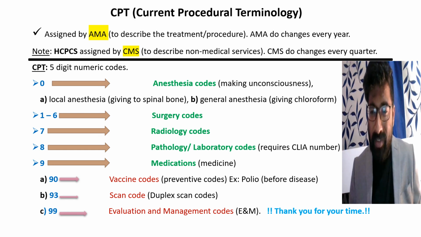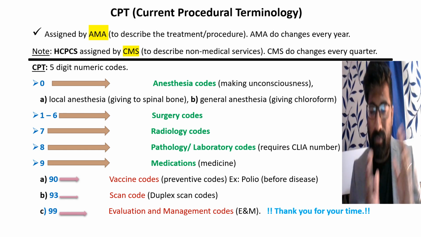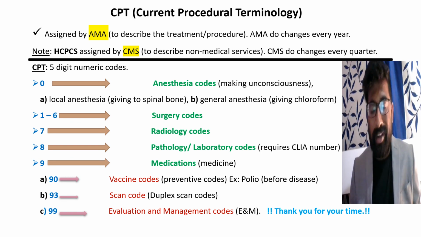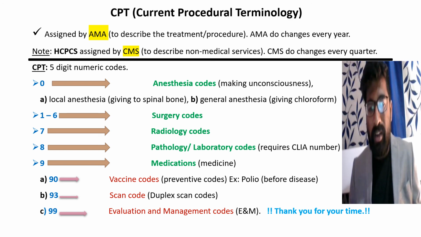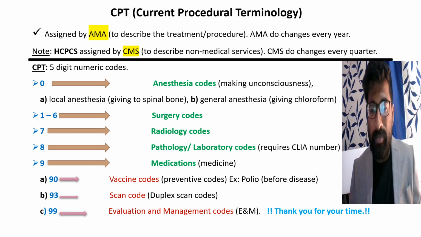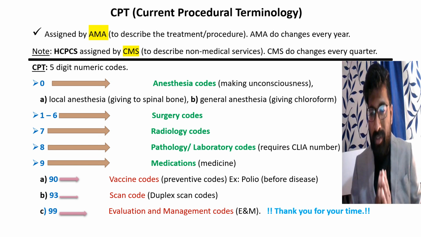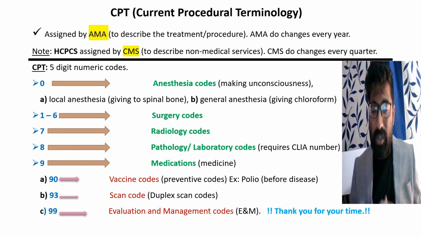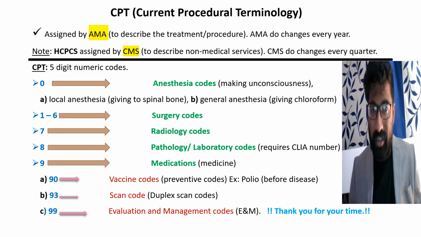Those codes start with 90. We can easily find that if there is a 90 series of CPT codes, then it is a vaccine code. Coming to 93, it is scan codes, for example duplex scan codes. And if any CPT starts with 99, it's called evaluation and management codes. So these are the CPT codes in our healthcare domain. We should concentrate on all those things clearly.